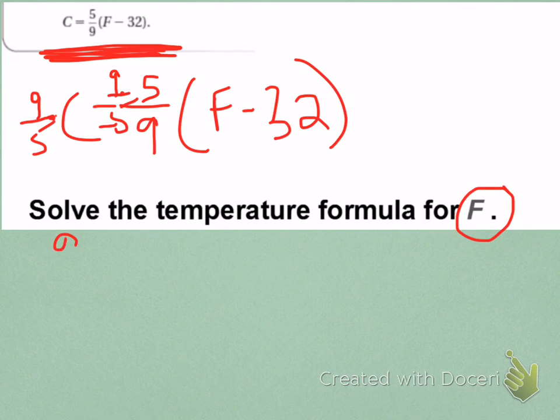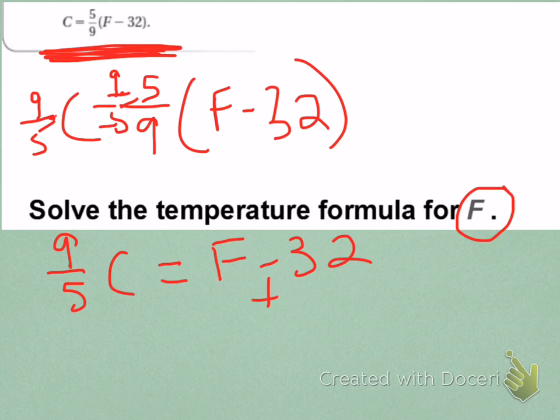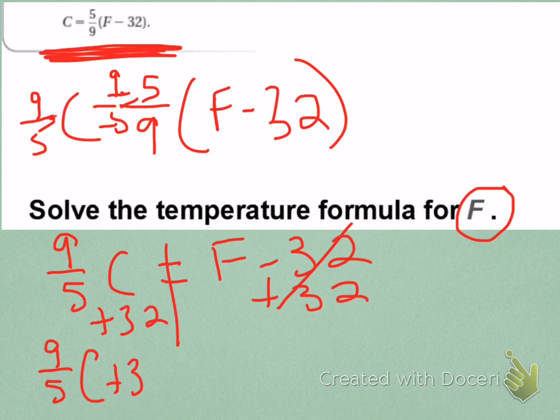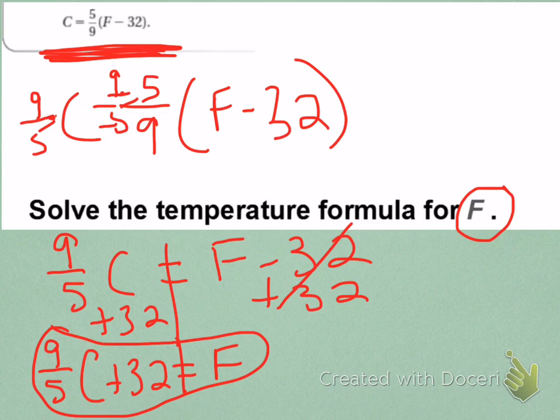So now we're left with 9/5 C equals F minus 32. Now how are we going to get the F by itself? We're going to add 32. What you do to one side, you do to the other. So it's 9/5 Celsius plus 32 equals Fahrenheit. That's your answer. So now we can find the answer if we are given Celsius, what the Fahrenheit is.